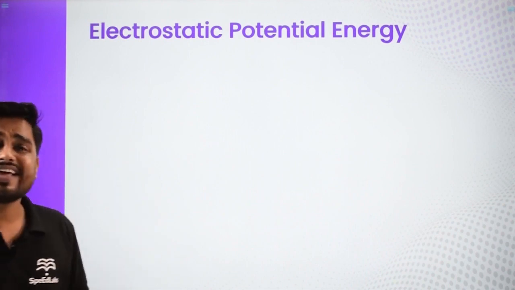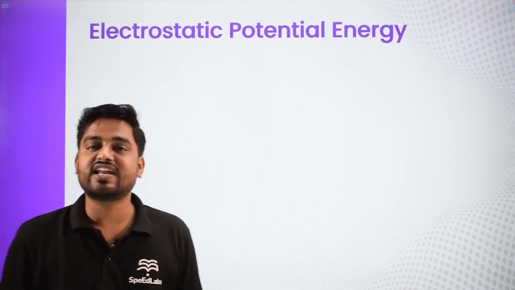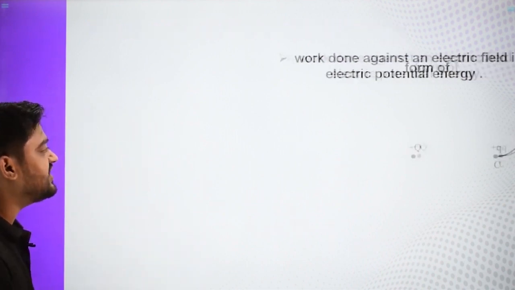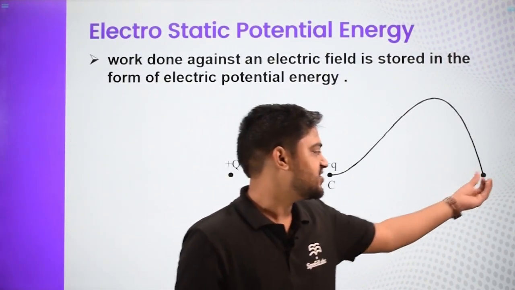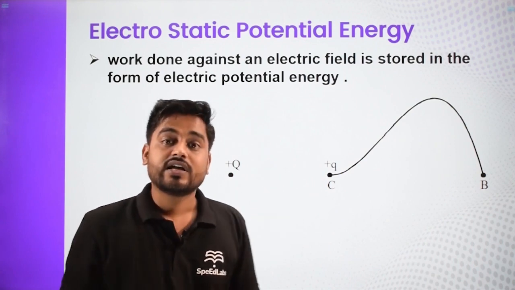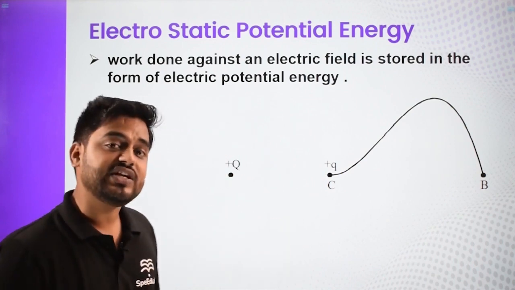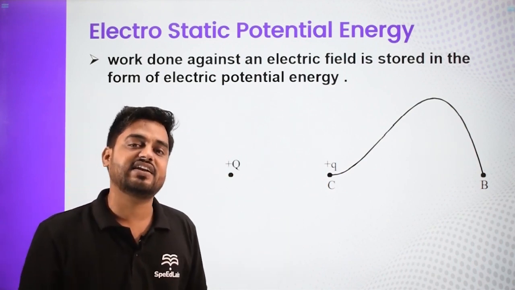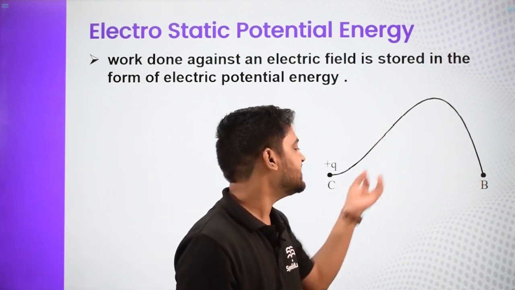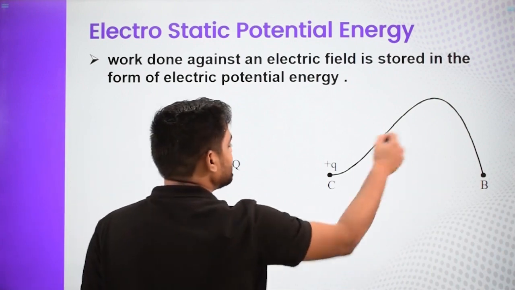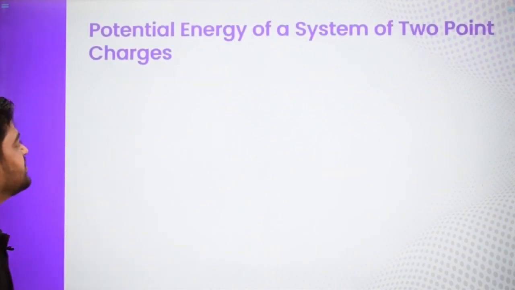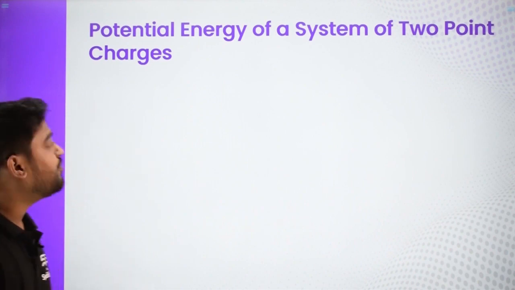Now, next is electrostatic potential energy. The definition is basically that when we move a charge from one point to the other, keeping its velocity constant, or without gaining any kinetic energy, then whatever work you do is stored in the form of potential energy. So if we are moving a charge Q0, this is a system. Let's first talk about the potential energy of a system of 2 point charges.